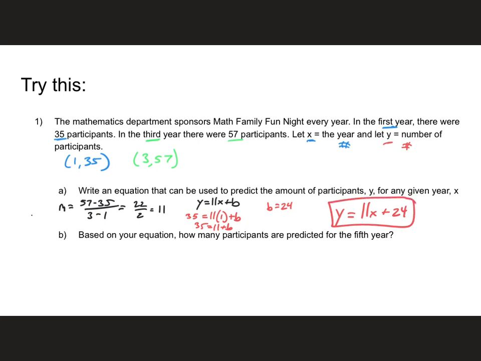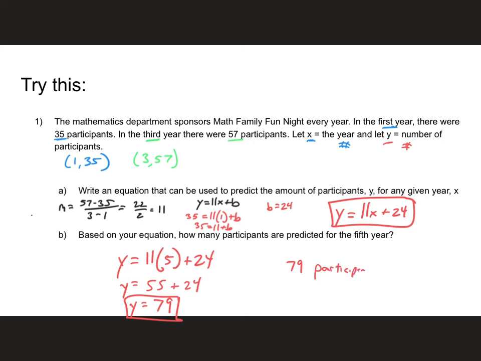All right, part B, based on the equation, how many participants will there be in the fifth year? That's x. So we'll do y equals 11 times 5 plus 24, and I'll do the math. Okay, let's see here, 55 plus 24. So I know that there will be 79, or I can predict there will be 79 participants in the fifth year.